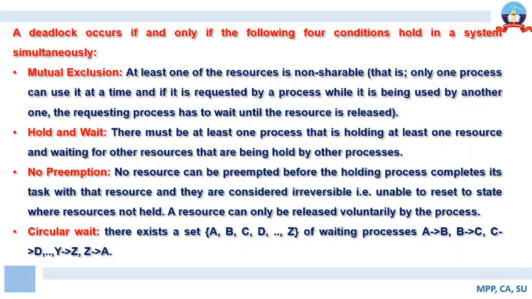Now these are the four conditions that should simultaneously happen in a system for a deadlock to happen. So there has to be mutual exclusion, there has to be hold and wait, there has to be no preemption, and there has to be circular wait. So these are the four basic necessary conditions for deadlock to happen in a system.